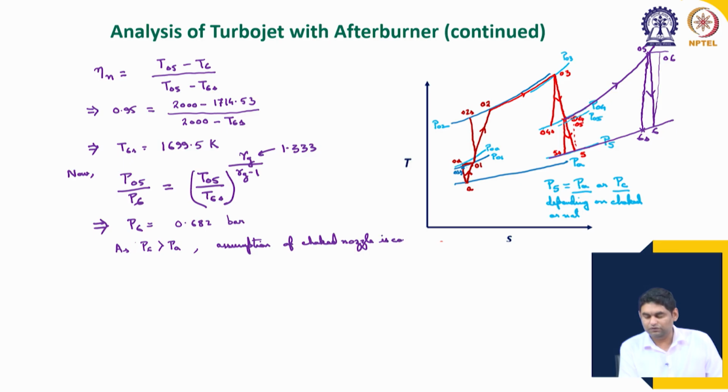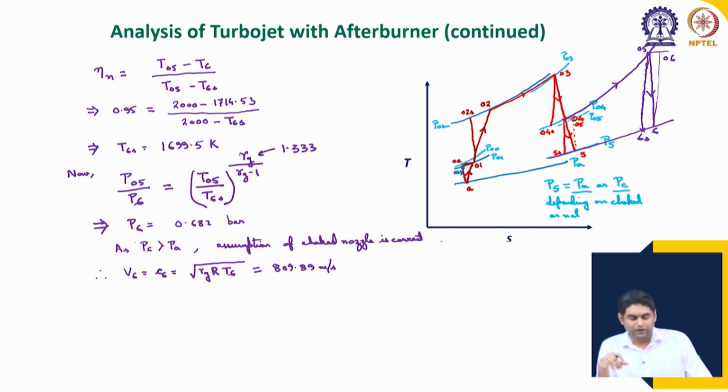So, our assumption of choked nozzle is correct. Now what do we want to do? We first will find the velocity. Because the nozzle is choked, V6 is equal to C6, which is equal to the square root of gamma of the gas, 1.333, multiplied by R multiplied by T6. T6 is also known to us. So this comes out to be equal to 809.89 meter per second. This should be significantly higher than the case without running the afterburner.